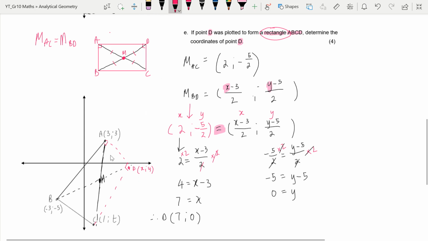So let's see if that makes sense. Well, I estimated that would be there, and I was a little bit off. It is actually where x is 7, somewhere there, and our y is 0. So on the line there. And there is our rectangle ABCD forming.